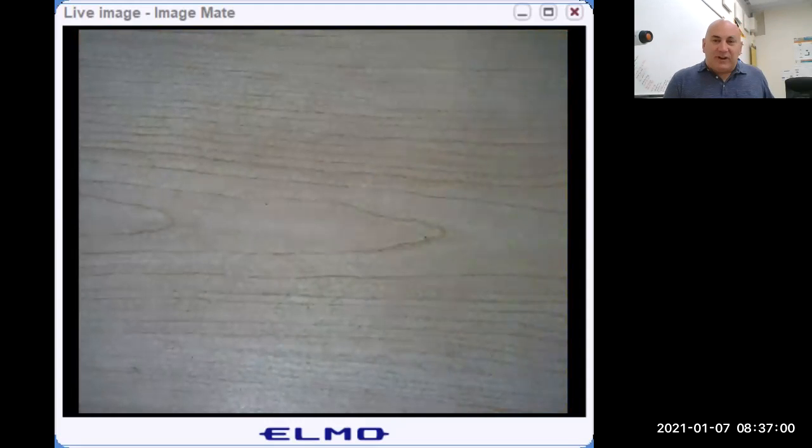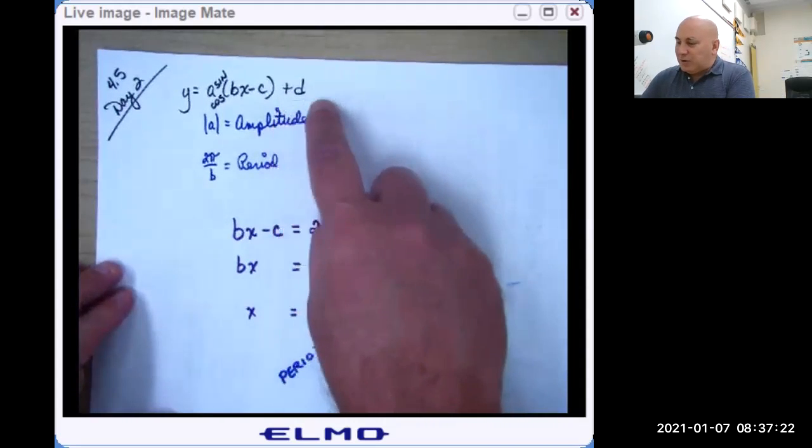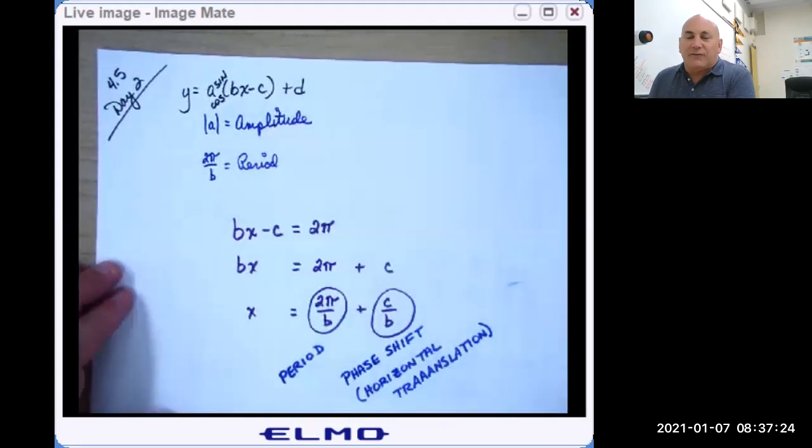And then those A, B, and C values will give us our stretch, reflect, and horizontal translate. Now all we have to do is add a constant at the end, and that was that D value. Here it is from this slide. That D value will vertically translate our graph.